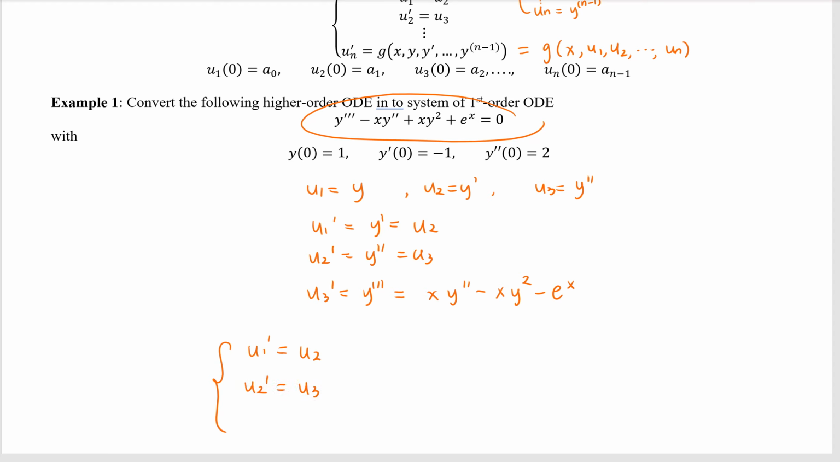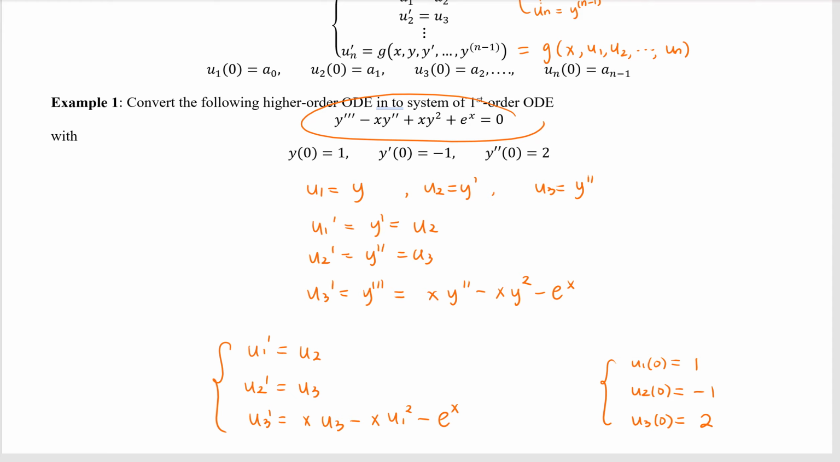u2 prime is u3, u3 prime is x y double prime, where y double prime is u3, and y is u1. So this is what we get. And also the initial conditions: u1 of 0 is y of 0, which is 1. u2 of 0 is y prime of 0, which is minus 1. u3 of 0 is y double prime of 0, which is 2. So far so good, everybody?